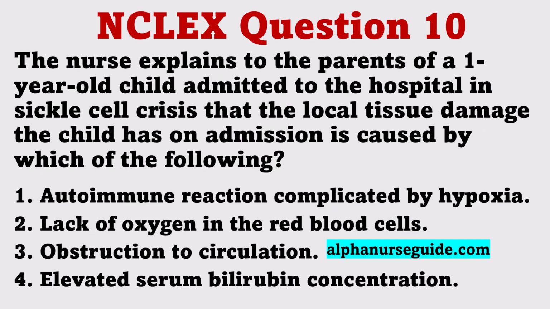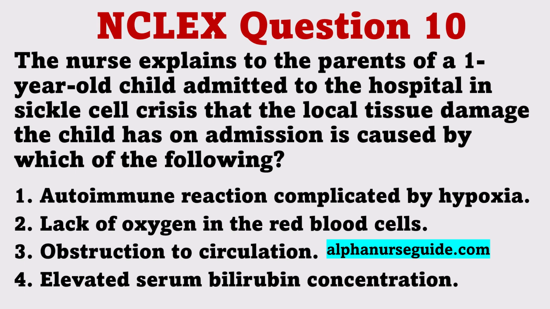The nurse explains to the parents of a 1-year-old child admitted to the hospital in sickle cell crisis that the local tissue damage the child has on admission is caused by which of the following? 1. Autoimmune reaction complicated by hypoxia. 2. Lack of oxygen in the red blood cells. 3. Obstruction to circulation. 4. Elevated serum bilirubin concentration.